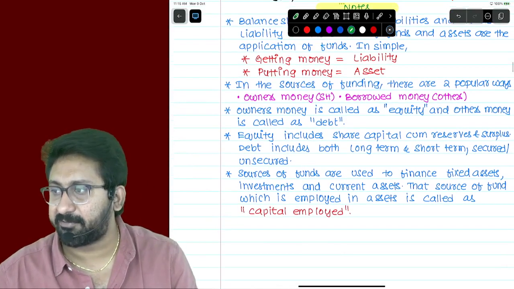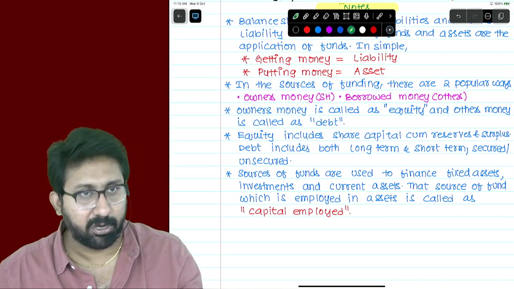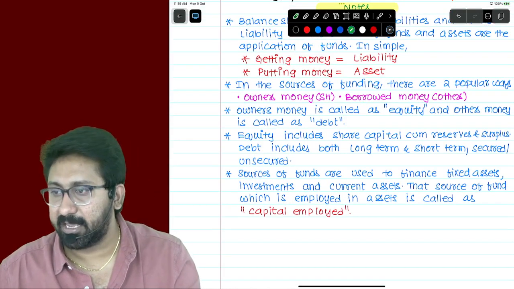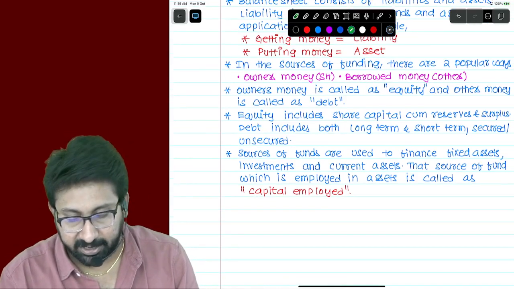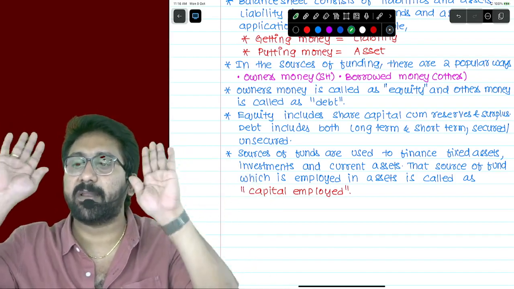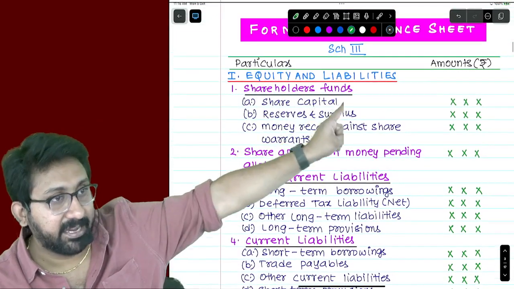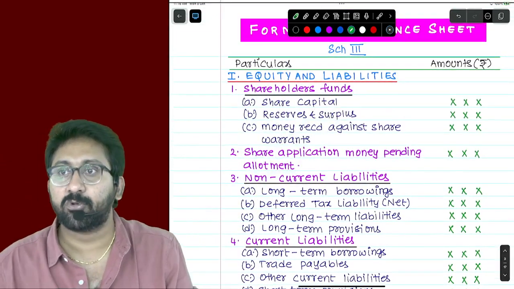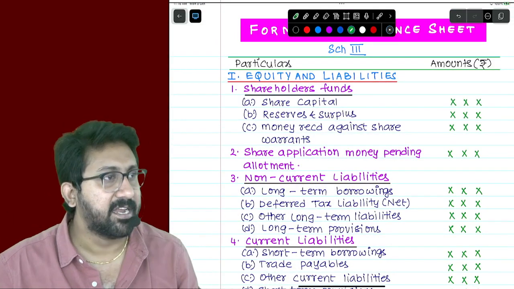In the sources of funding, there are 2 popular ways. Number 1, owner's money, shareholders. Next one, borrowed money, others' money. Read. Owner's money is called as equity. Others' money is called as debt. That's why here equity and liabilities. Equity means whose money? Owner's money is called as equity. Others' money is called as debt money.